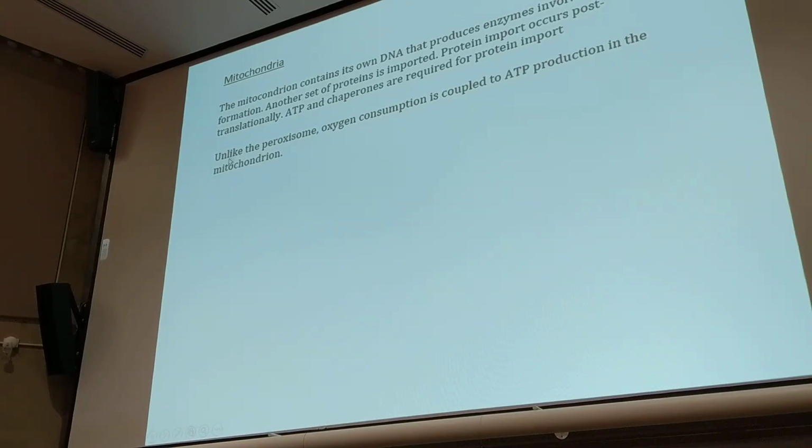The mitochondria uses a lot of oxygen to produce the ATP. The peroxisome also uses oxygen, and we'll look into the peroxisome briefly later. The difference is that the oxygen consumption here at the mitochondria is coupled to ATP production. So the mitochondria respirates to produce energy.